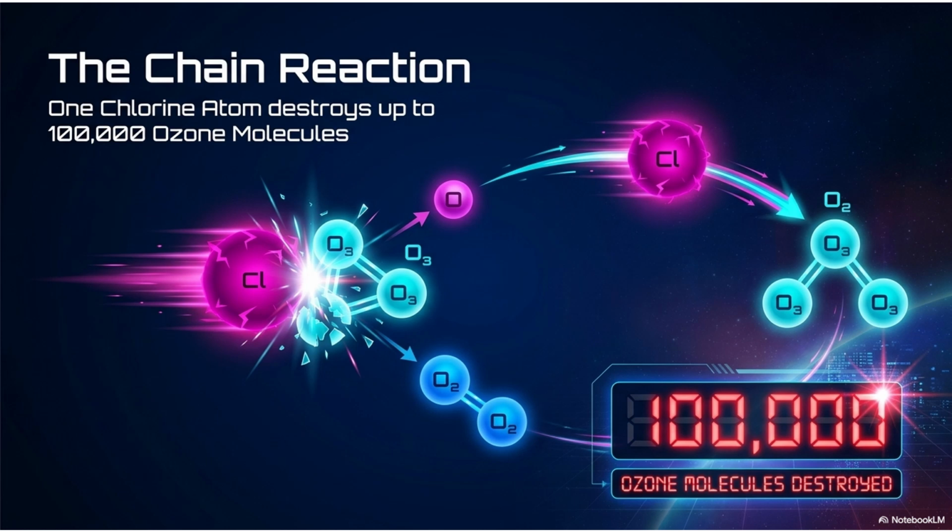Under favorable conditions, one chlorine atom can contribute to the destruction of many thousands of ozone molecules, and historical estimates have sometimes reached around 1 lakh. The important idea is one chlorine atom can act repeatedly. That's why even a relatively small amount of chlorine in the stratosphere can have a large effect on ozone.